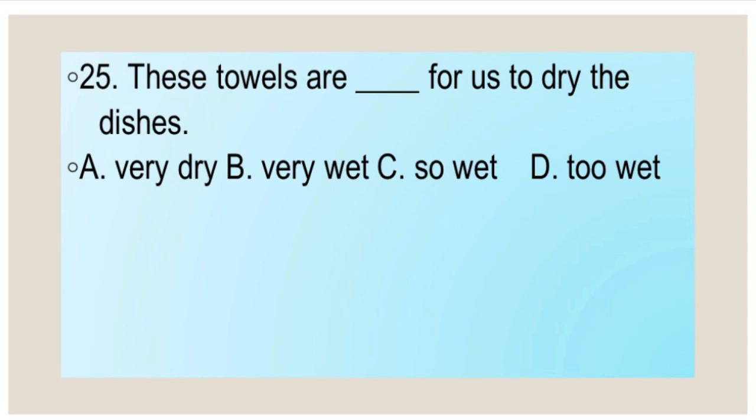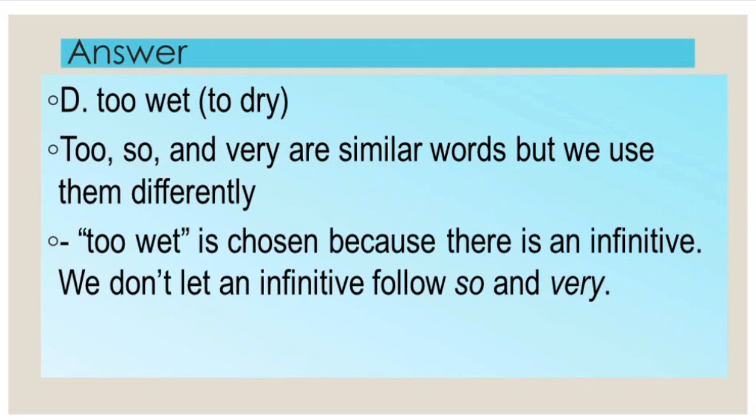So, very, and too actually belong to one category or one group. They are called intensifiers. They are adverbs of intensity. When we use so, it should be followed by a clause. When we use very, we just emphasize the verb. When we use too, we see to it that there is an infinitive following it.